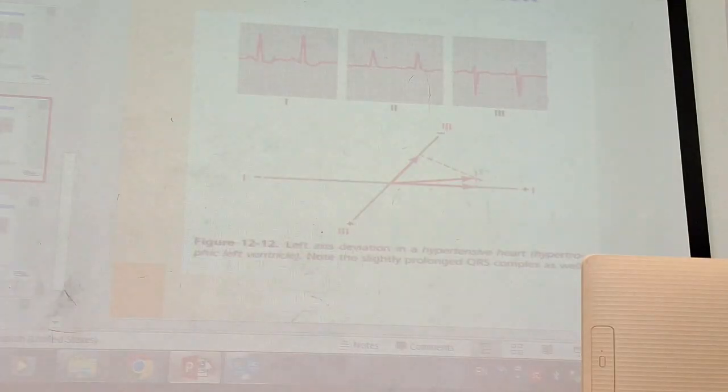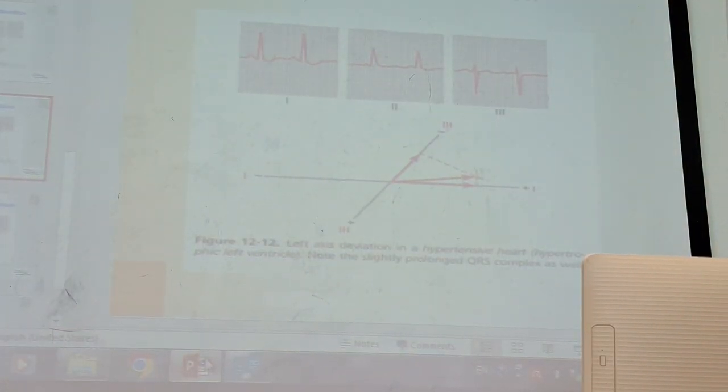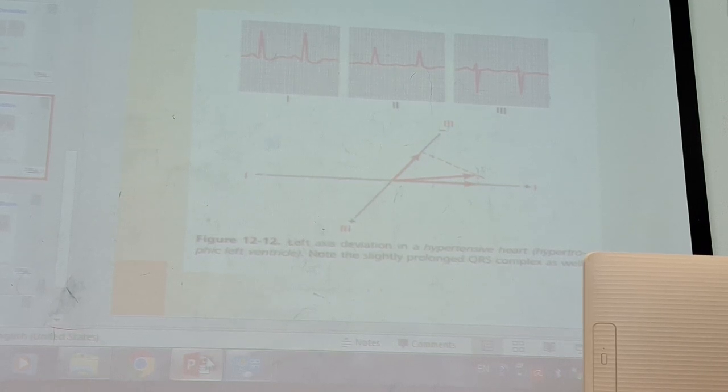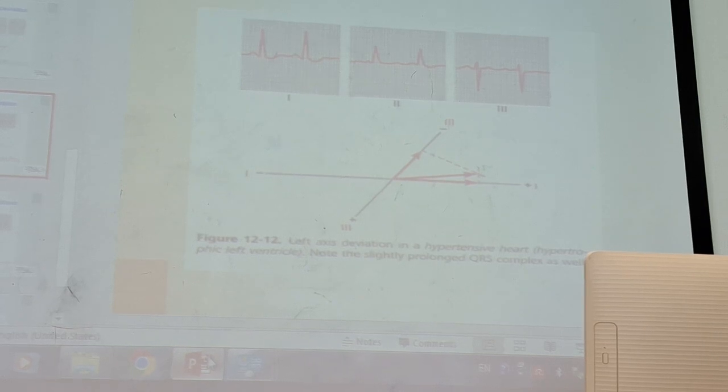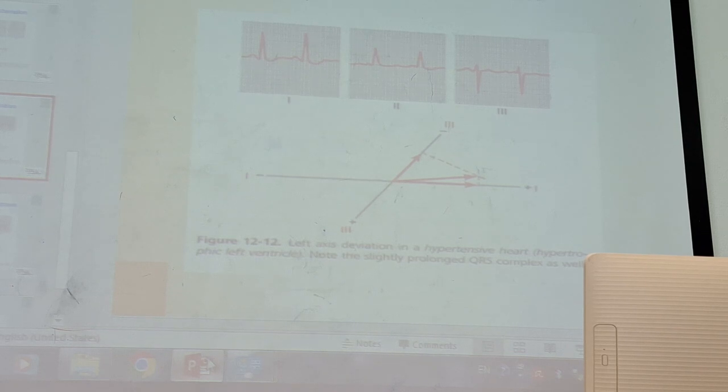What reasons can you find? According to the book, hypertension, aortic valve stenosis, high atrial blood. Can one of the causes also be right ventricle hypertrophy? No, for right ventricular hypertrophy we have right axis deviation, not left. Increased muscle mass of the left ventricle. Hypertension, high atrial blood, degenerative left ventricle.